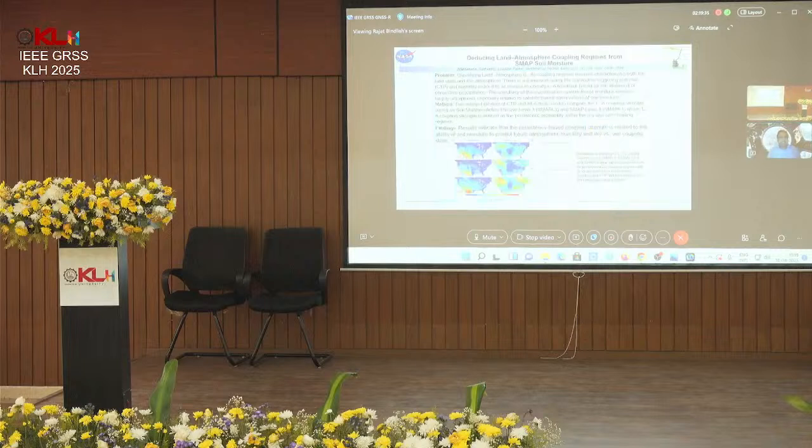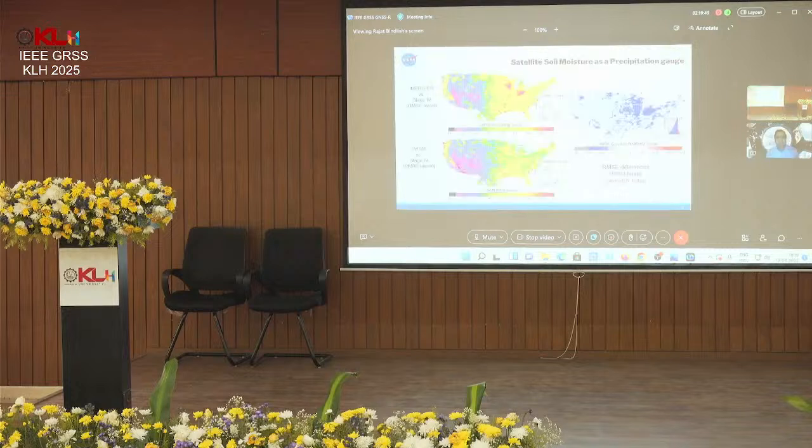This is another study that looked at the different regimes from a land atmospheric standpoint. Let me skip over this. This is another study where they used satellite soil moisture as a gauge. Instead of having a gauge, you can think of the soil moisture itself as the gauge.